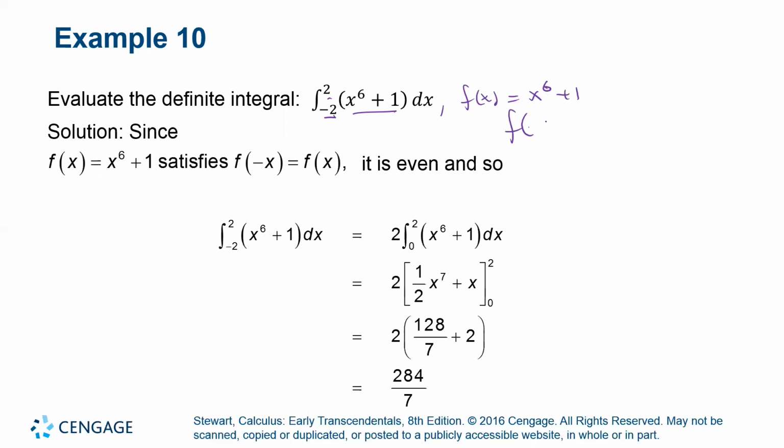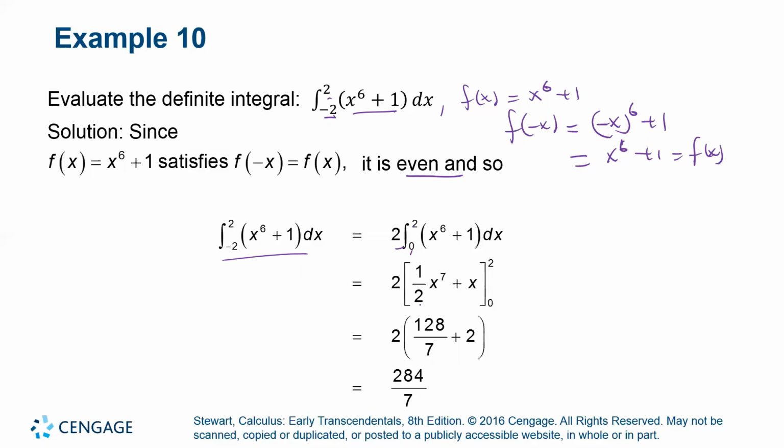So I substitute minus x into the function. It's even, so it's going to be the same thing, x to the 6 plus 1. So this is equal to f of x, so the function f is even. Now, if it is even, I just integrate from 0 to 2, that's half of it, and multiply by 2.